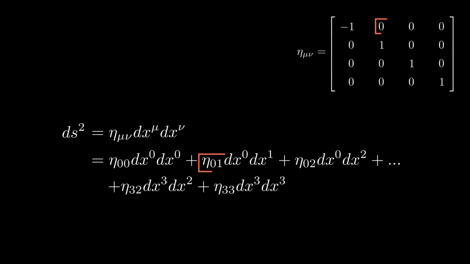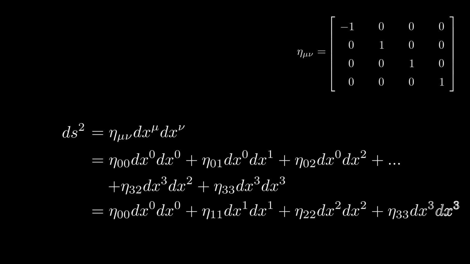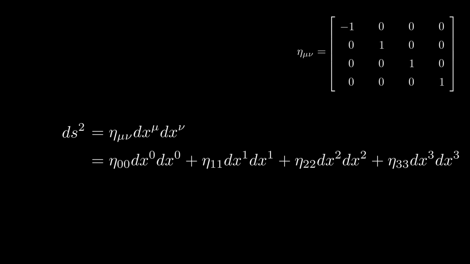Now notice that our eta components are 0 for mu not equal to nu. That is, our non-zero components lie on the diagonal. This means that every term with mu and nu not equal will be 0, so we will only be left with 4 terms. Now, we can put the components from the matrix in and also put t, x, y, and z in for x^0, x^1, x^2, and x^3. We get back our metric.